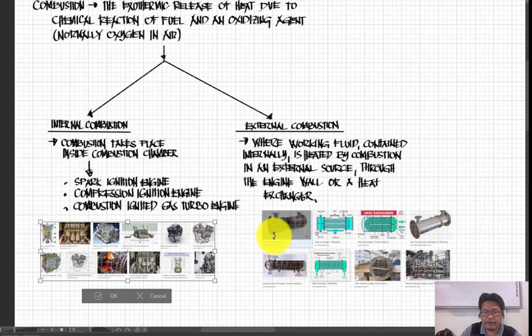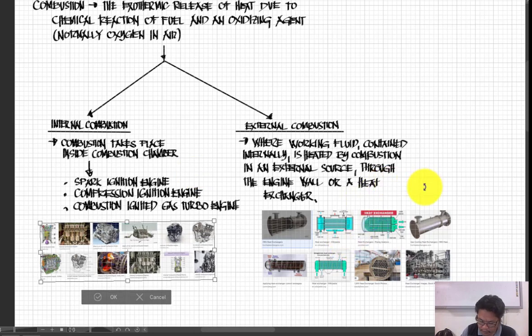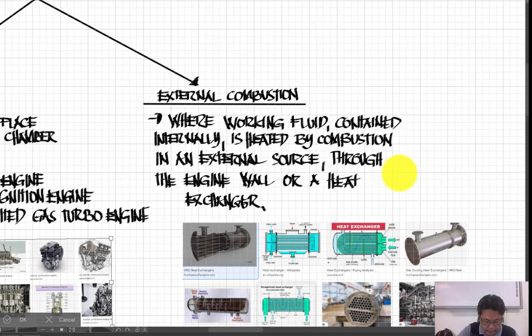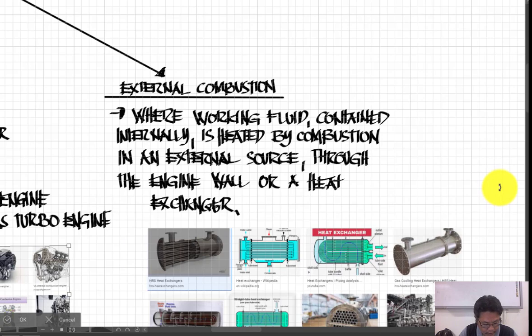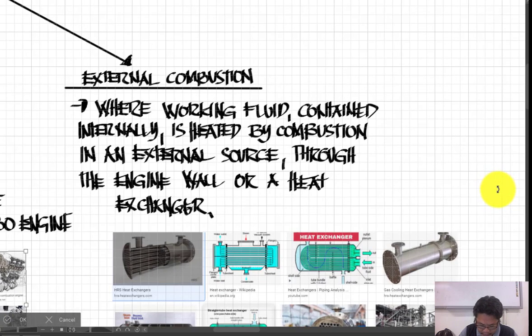Here I brought down a sample heat exchanger. Taking a closer look, this is what a heat exchanger looks like. Hopefully this was discussed with you during your heat transfer course, since the heat exchanger is usually discussed there. Hopefully you tackled that.